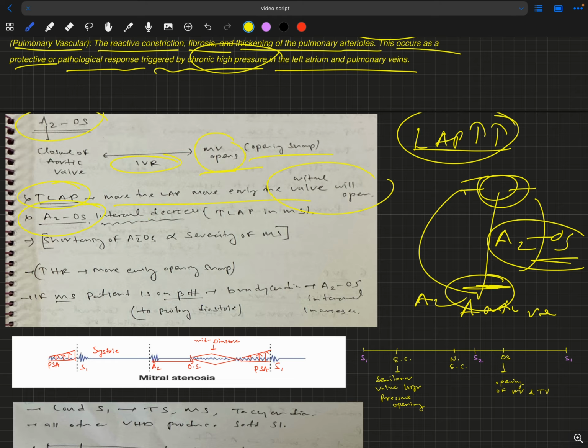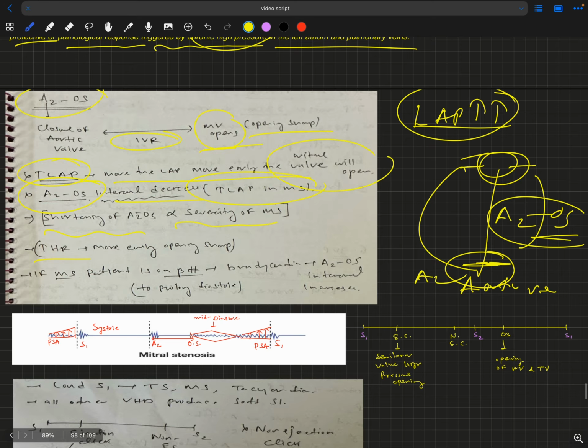So the A2OS interval decreases due to an increase in LAP in MS. The A2OS interval is inversely proportional to the severity of MS. So the shorter the A2OS interval, the more severe the MS.